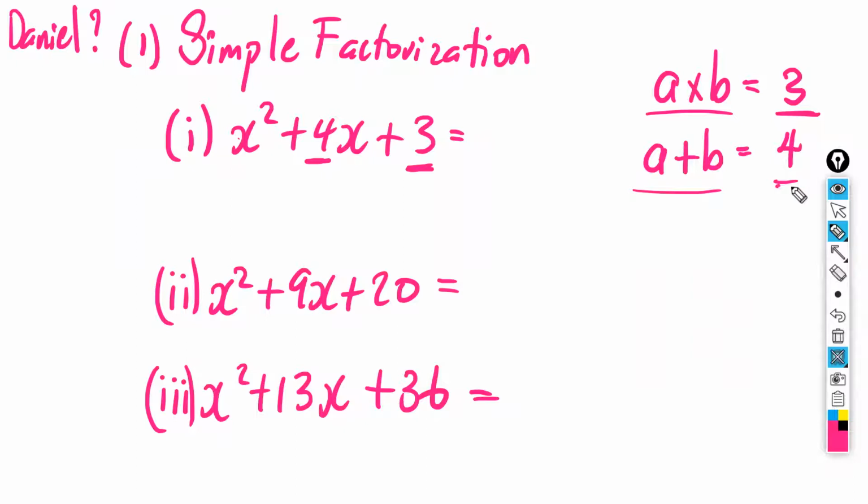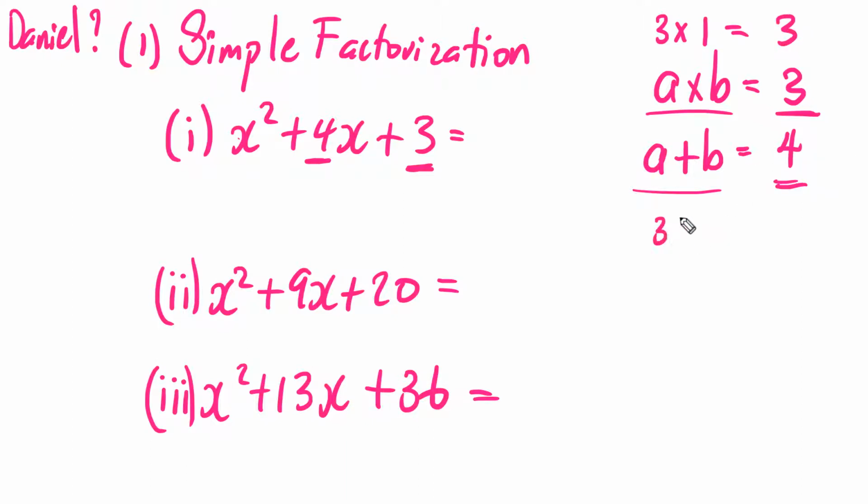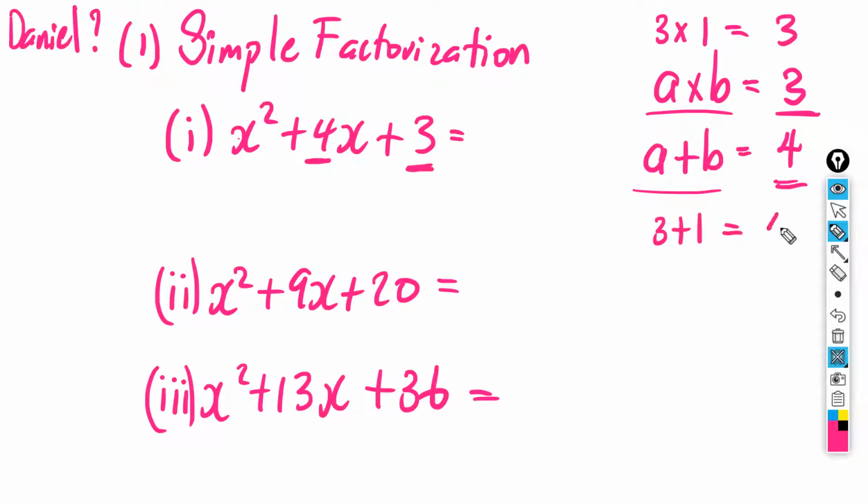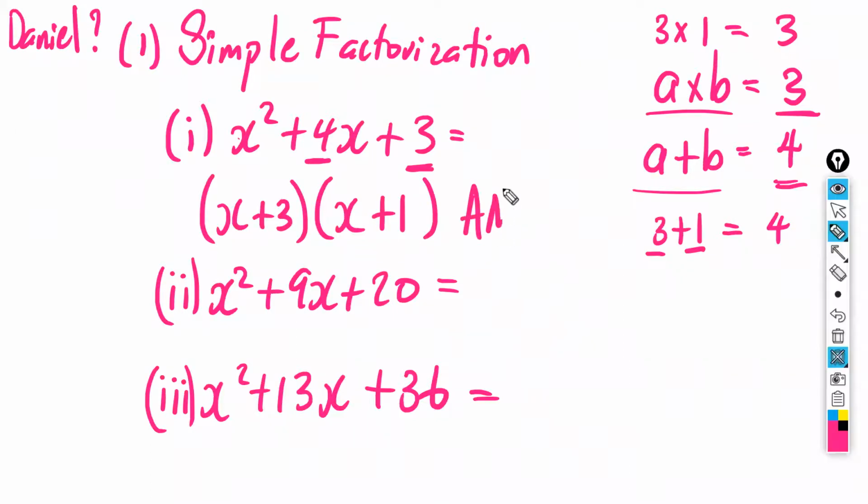3 and 1? Yes, sir. 3 and 1. 3 times 1 will give you 3, and 3 plus 1 will give you 4. So that's the answer. Guys, these are the numbers we need, 3 and 1. It's a simple thing. You put x in a bracket, and you put x in the bracket again. Then you say plus 3 and plus 1, and that's the answer. It's a very easy and simple thing.